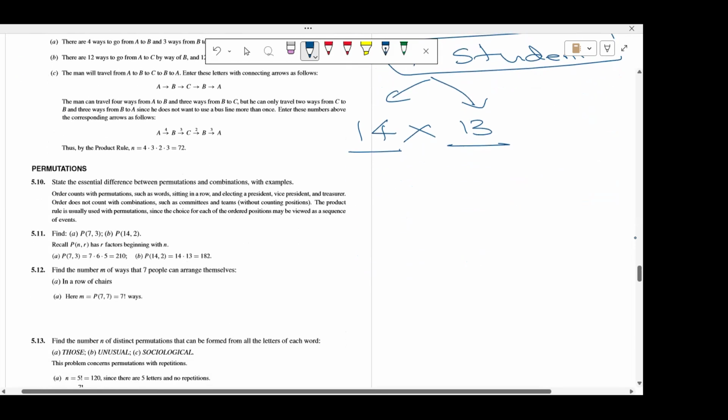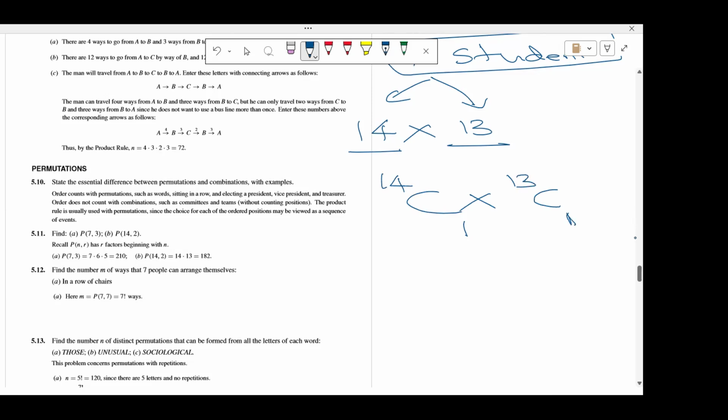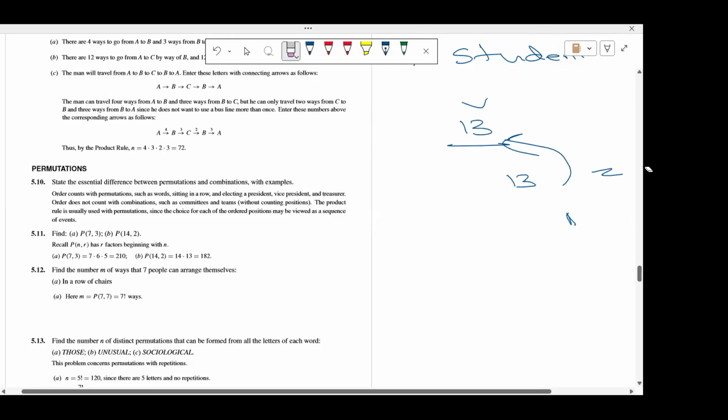If you want to utilize the equation, initially the student population is 14. From the 14 students, we need to select one student. Then take the multiplication product rule. For the vice president, we have only 13 students, and from these 13 students we need to select one student. So 14C1 into 13C1, 14 into 13. This is how we can find the answer.